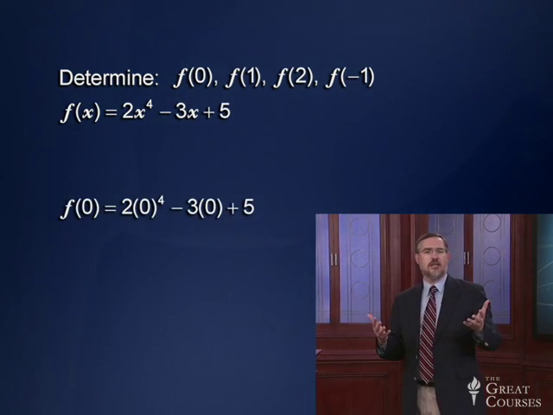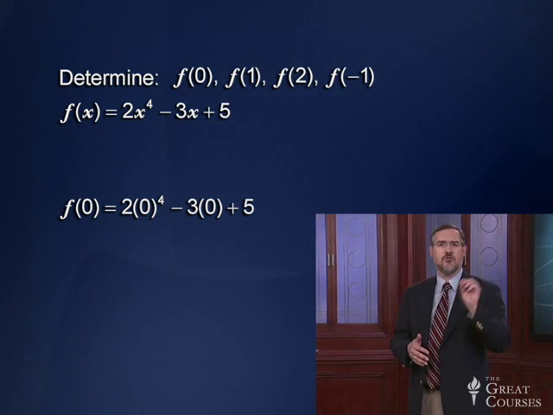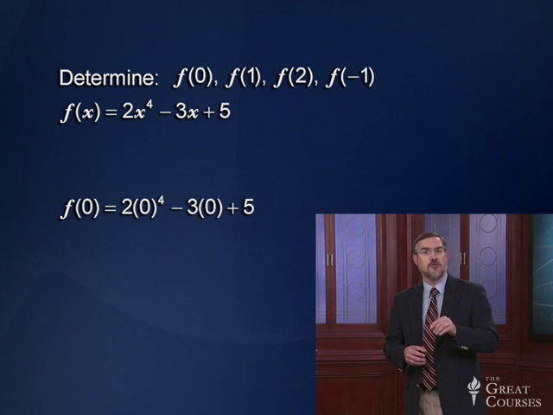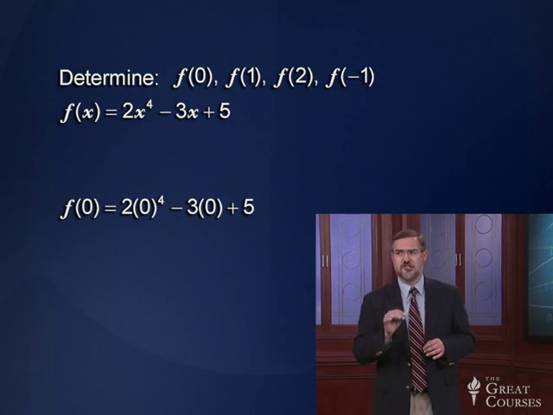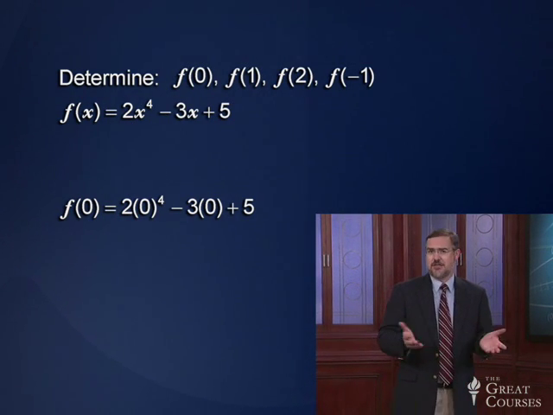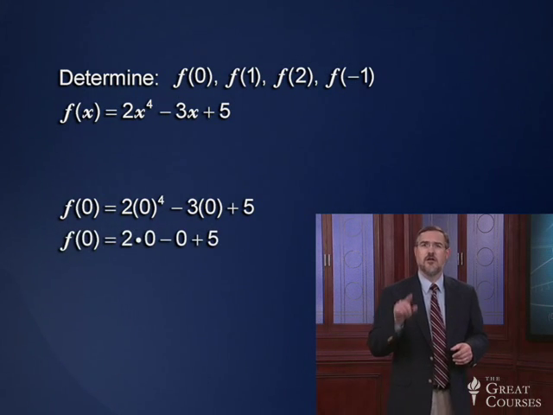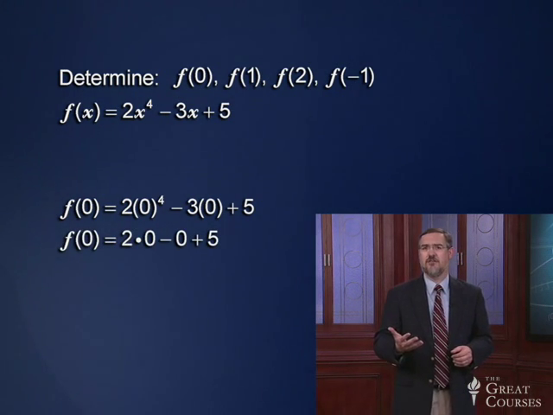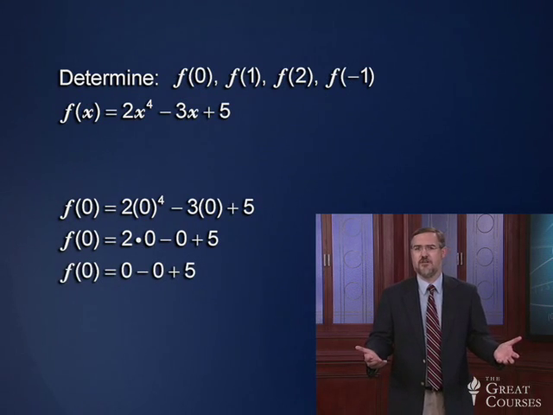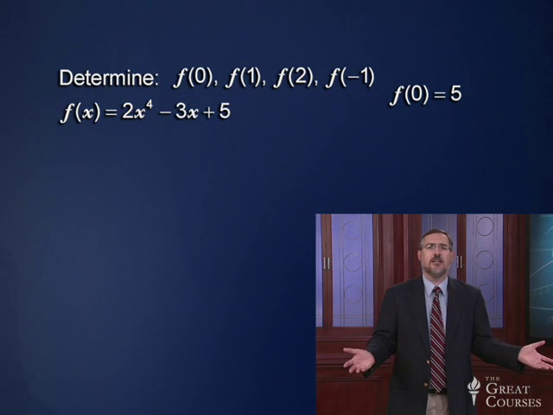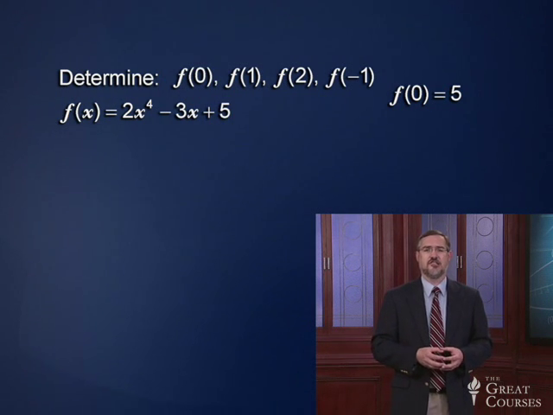F of 0 equals 2 times 0 to the fourth minus 3 times 0 plus 5. And now you have to do order of operations. So I need to do that 0 to the fourth first. But that, of course, is just 0. So f of 0 really is 2 times 0 minus 0 plus 5, which is 0 minus 0 plus 5, which is just 5. So f of 0 is 5. We've just evaluated the function f of x at x equals 0.